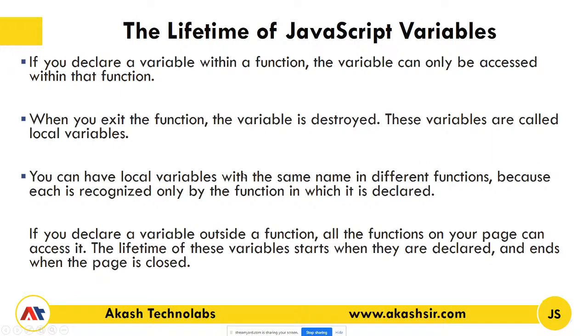Then, the lifetime of JavaScript variables. Let's say if you declare a variable within a function, the variable can only be accessed within that function, and when you exit the function, the variable is destroyed. This variable is called a local variable. And you can have a local variable with the same name in a different function, because each one is recognized by the function in which it is declared. If you declare a variable outside of the function, then we have to define it as a global variable.